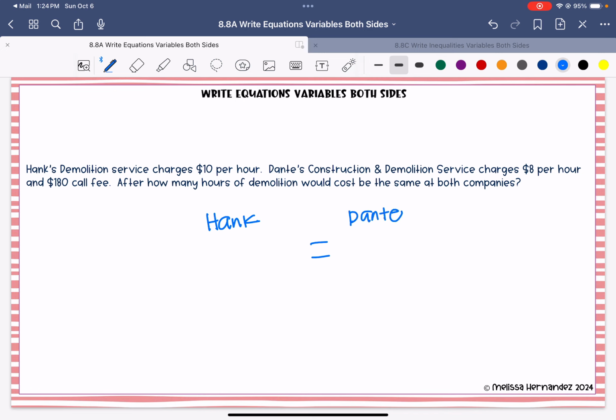So for Hank, it's just $10 per hour. That's it. There's nothing else. You don't need to have a starting value or anything. It's just 2 expressions that we're creating. Dante charges $8 per hour, so that would be 8x plus the 180 call fee. And so there we go.